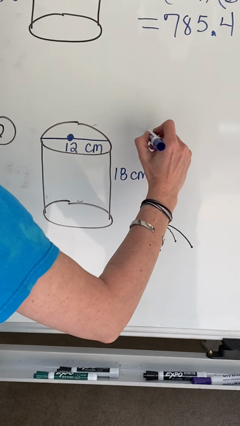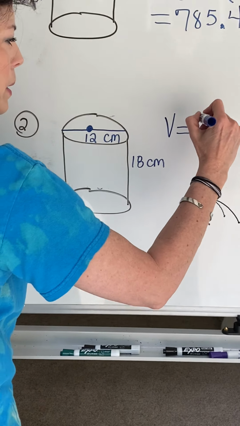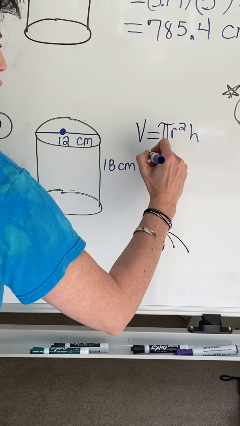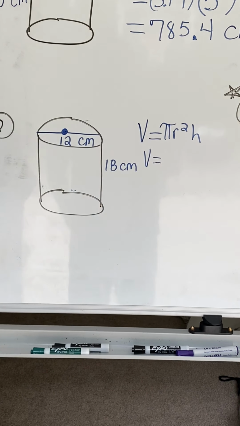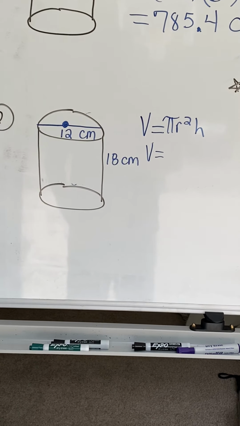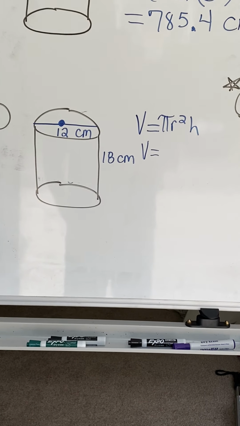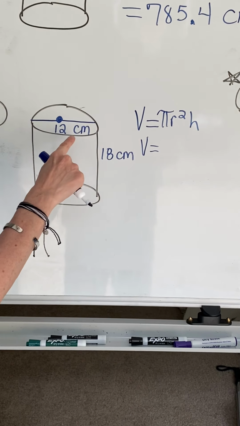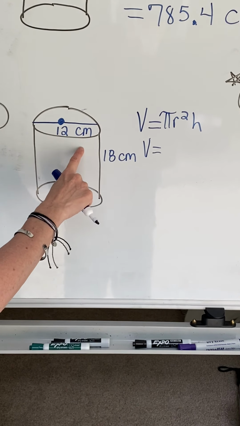So for number 2, I have the same formula. Volume is pi r squared h. Now, here's another common mistake. Some people start rolling with these problems and start just plugging numbers in, and they're going to make a mistake of putting 12 into the formula. That is not the radius.